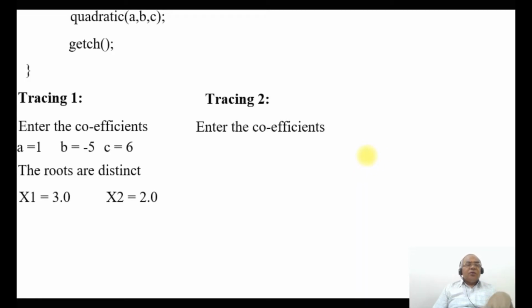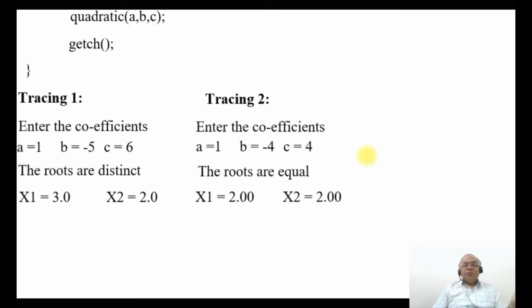Similarly, for the second set of coefficients, we have a is equal to 1, b is equal to minus 4 and c is equal to 4. The roots are equal. In that case, x1 is equal to x2, which is equal to 2.00. If we use the backslash t, x1 and x2 are printed in the same fashion.